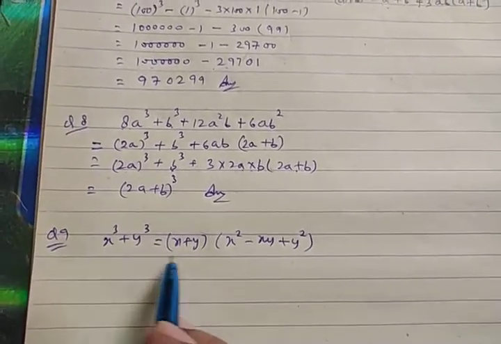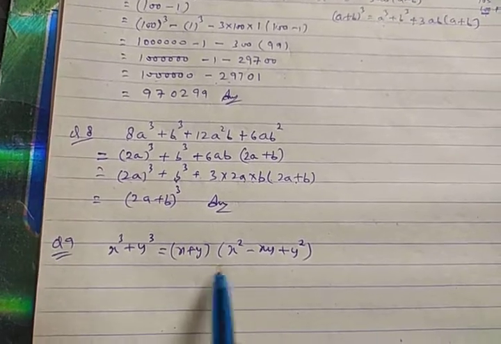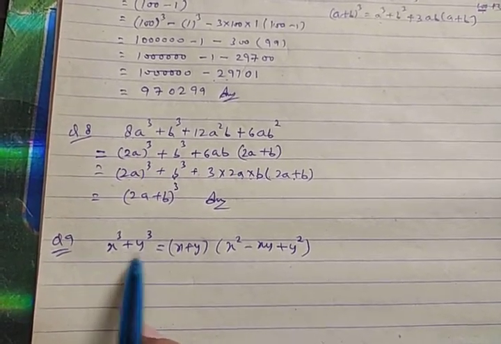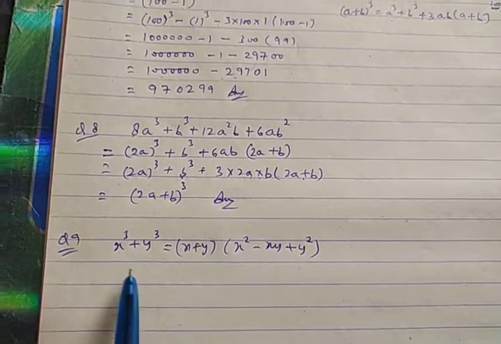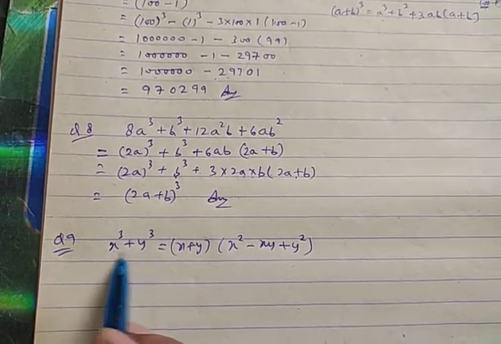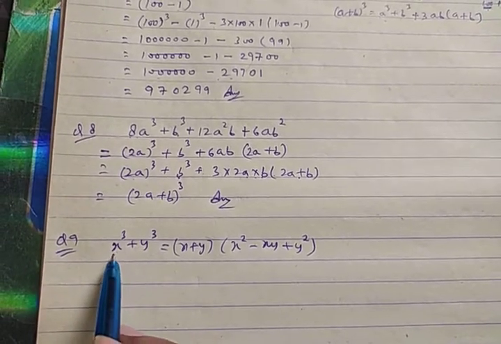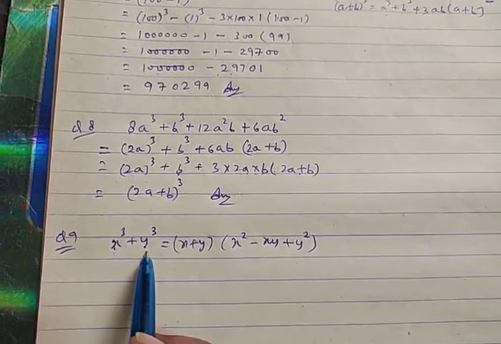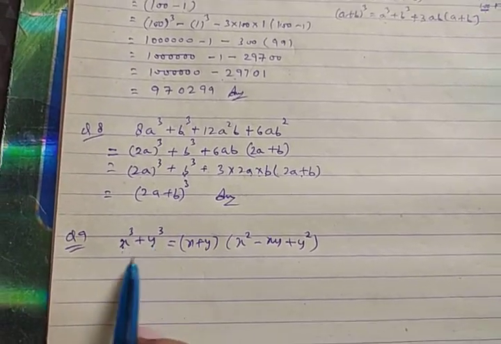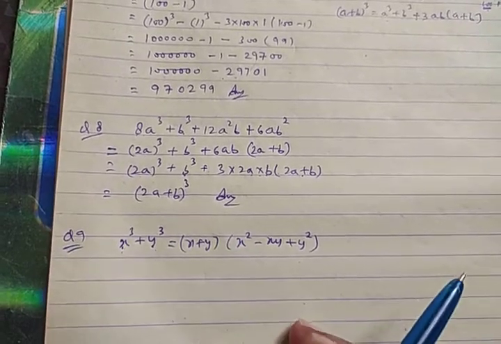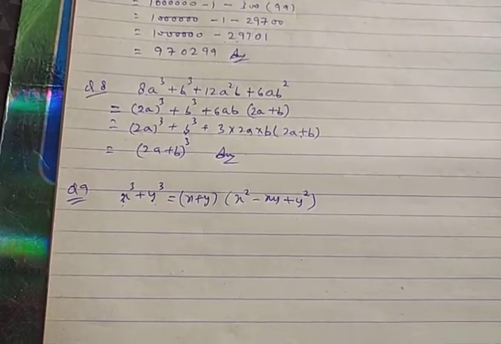What is the meaning of verification? Verification means this formula is written in terms of x and y, means some literals have been given. This formula will hold for any two numbers, whether you take x is equal to 1, y is equal to 2, or x is equal to minus 1, y is equal to 2. If you calculate the left side and right side, both calculations will be the same. This is the verification of the formula.